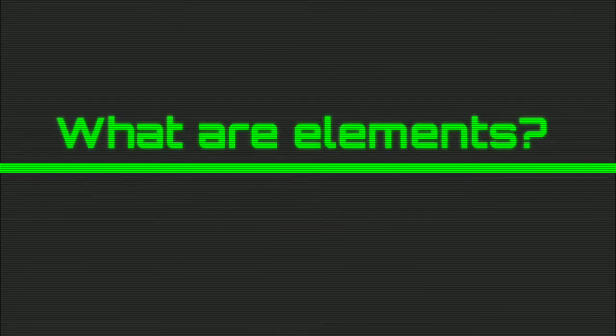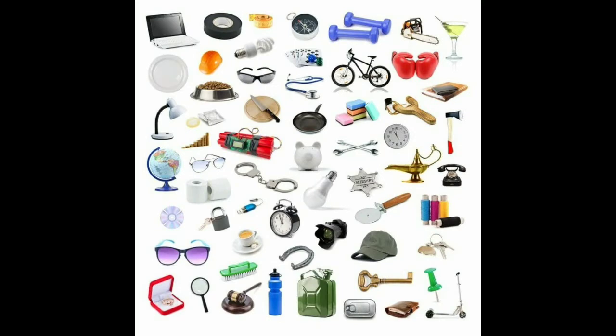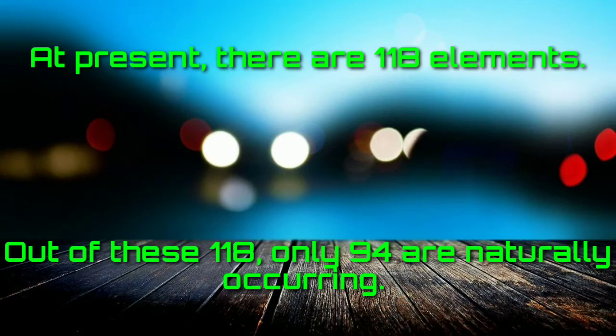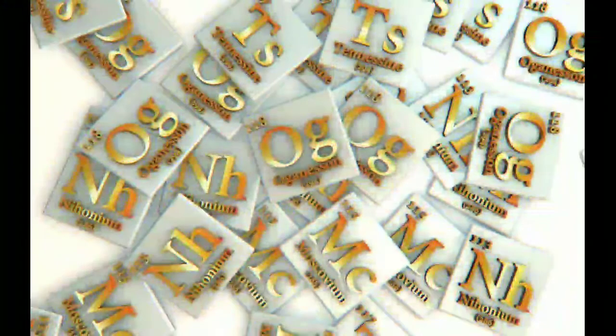So, what are elements? Basically, whatever you see around you, they're all made up of elements. Though we use these things, we may not be aware of which elements they are made up of. But do we know how many elements are known till date? At present, 118 elements are known to us. All these have different properties. Out of these 118, only 94 are naturally occurring.